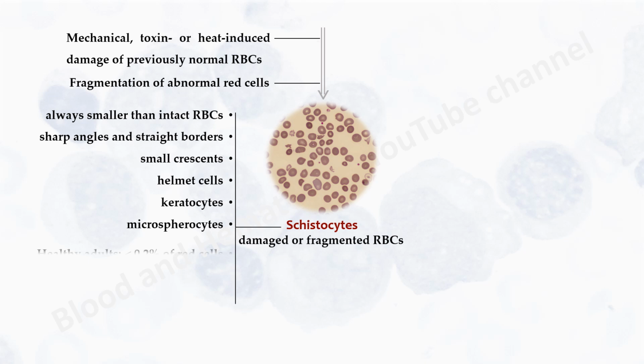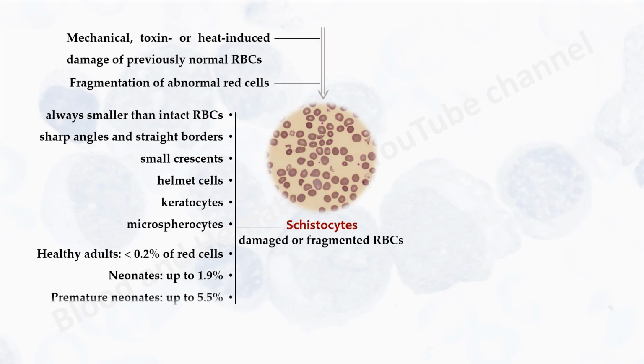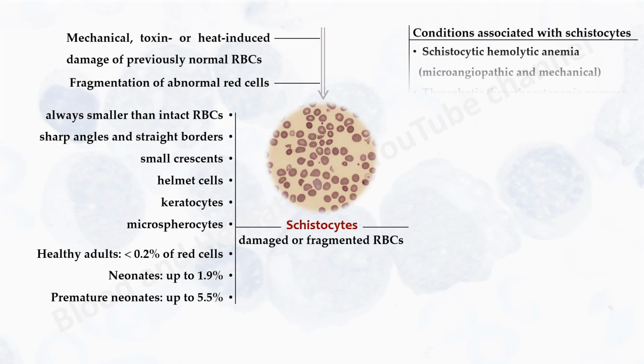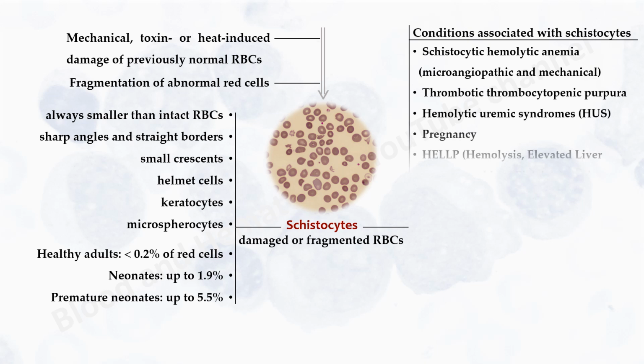In healthy adult subjects, schistocytes do not exceed 0.2% of red cells, but in neonates they may be up to 1.9% and in premature neonates up to 5.5%. The common conditions associated with schistocytes are listed in the table.